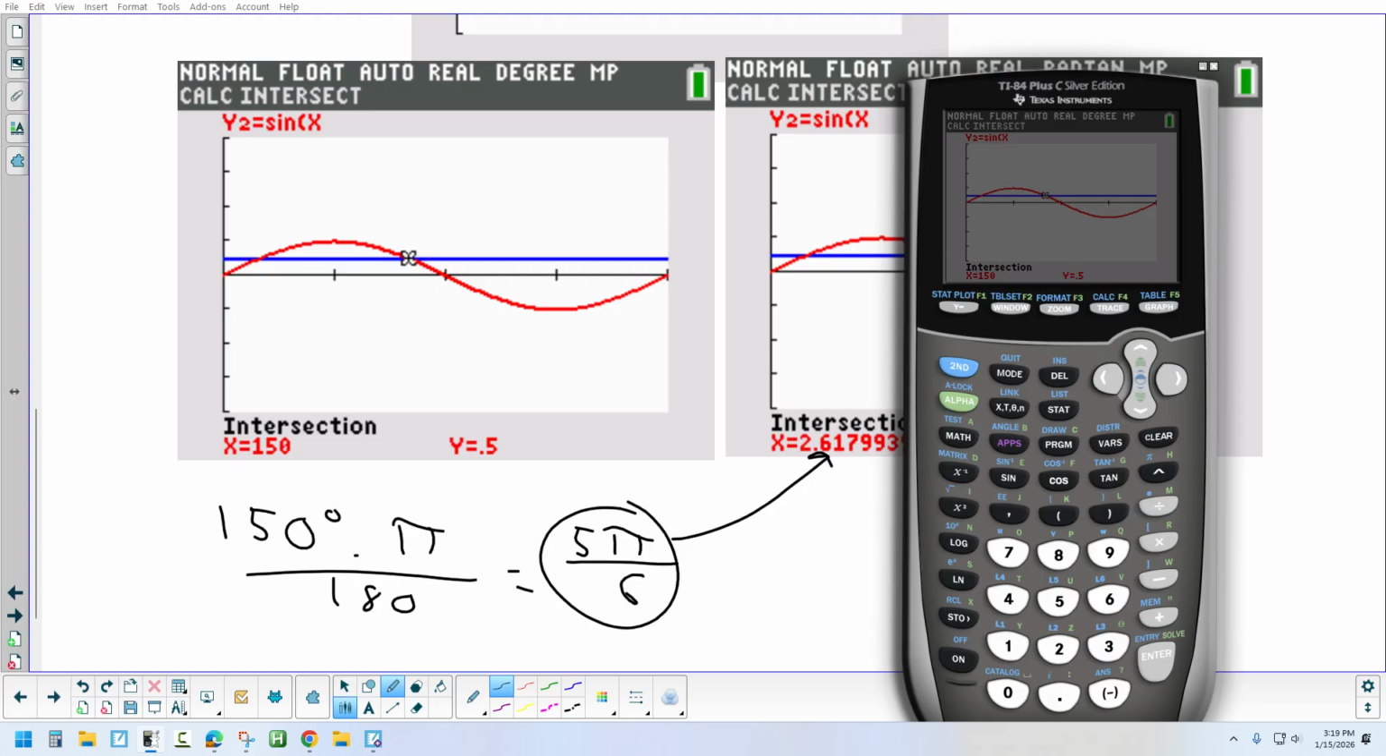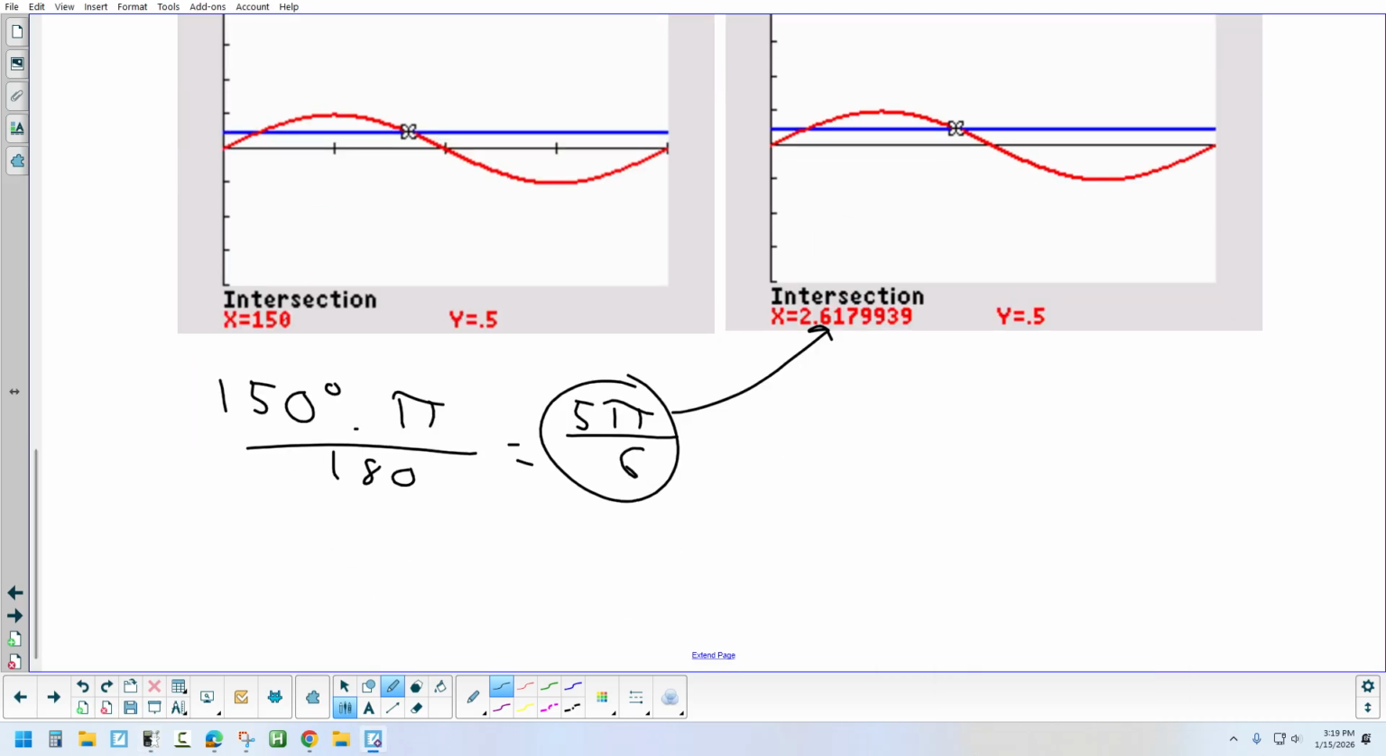All right, let's do the other one. I don't have the other one as a decimal, but that's fine, I don't need it. In degrees, it is 30. That's the other answer. What would 30 degrees be in radians? Yeah, pi over 6.